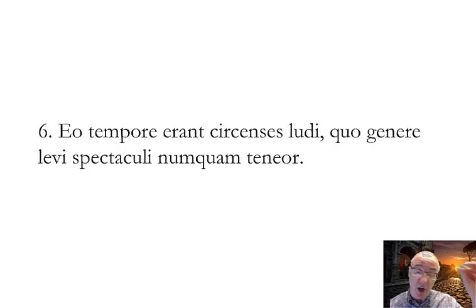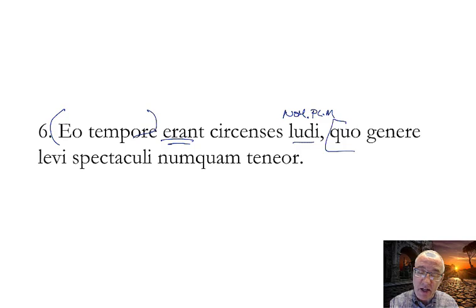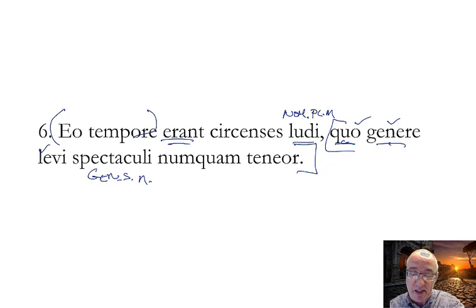Number 6. Eo tempore erant circenses ludi, quo genere levi spectaculi numquam teneor. Eo tempore, at that time, there were circus games. Nominative, this is your subject, nominative, plural masculine. By which kind of light spectacle, quo genere levi are all ablative, a light kind of spectacle, genitive, singular, neuter. I am never held. I'm never captured, but in the sense of, a TV show or movie holds your attention. I am never held by that. By which kind of light spectacle I am never held.